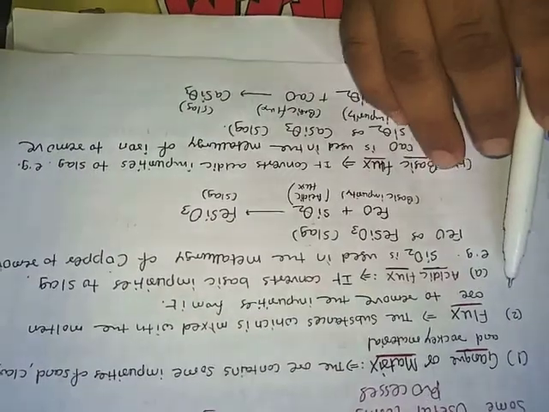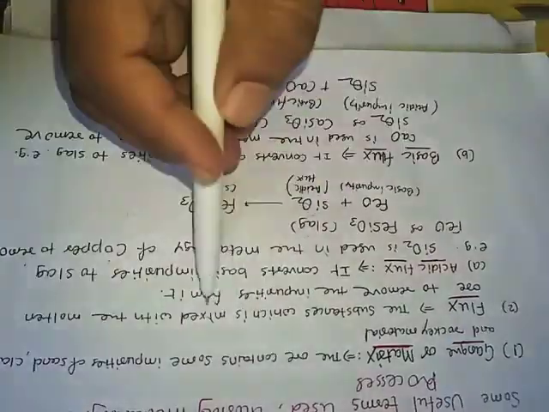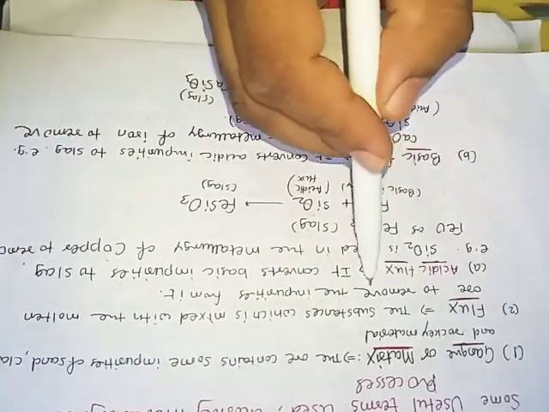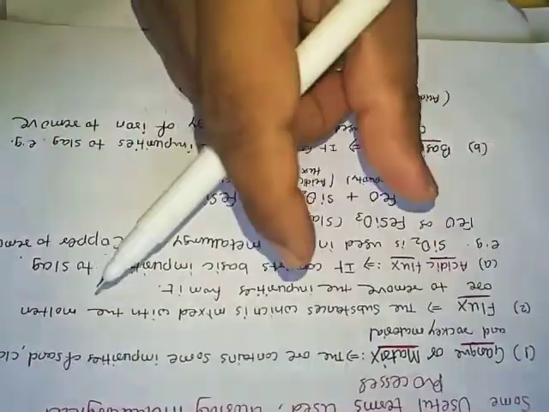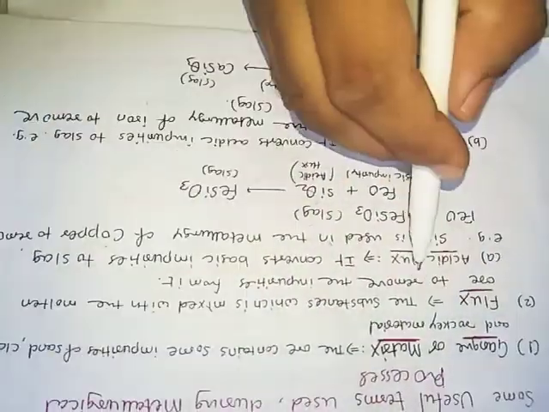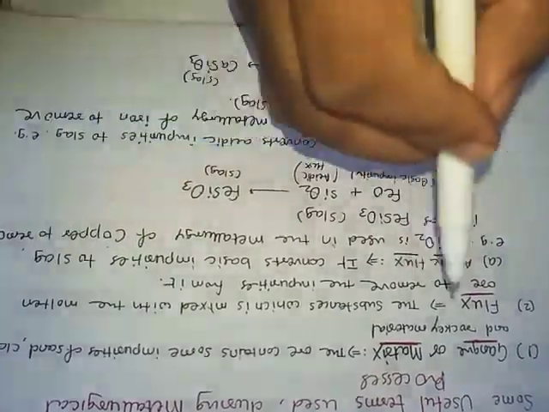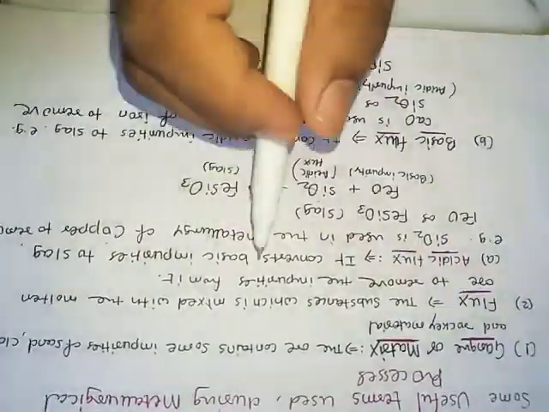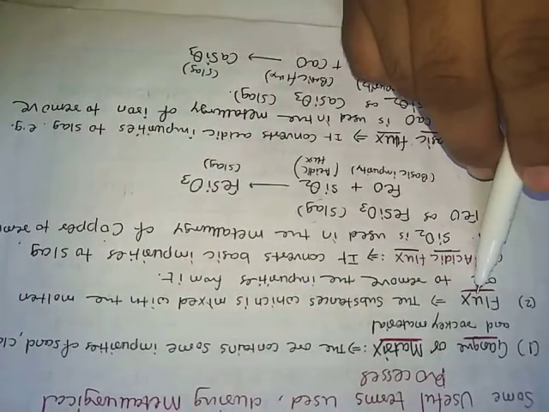Second, flux. Flux is the substance which is mixed with the molten ore to remove the impurities from it. Molten ore means we have to continuously heat it, as you know metal will melt. From that molten state, we have to remove impurities. So for that we have to add this flux.